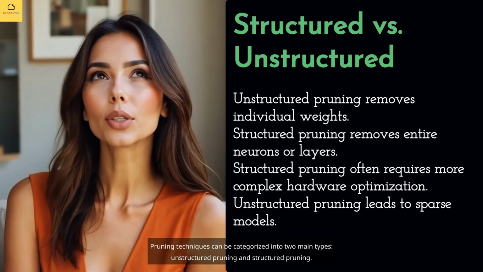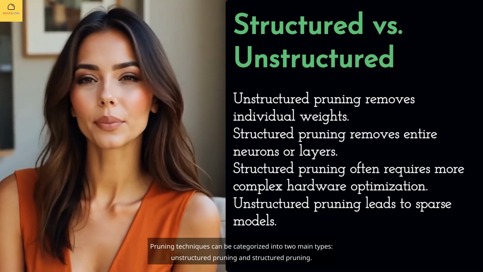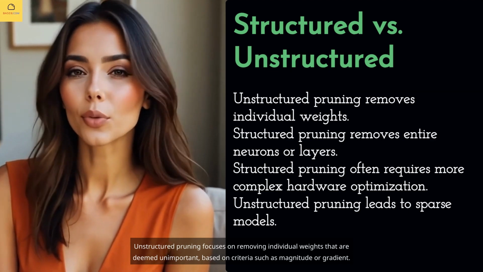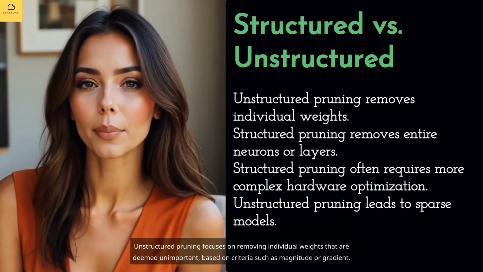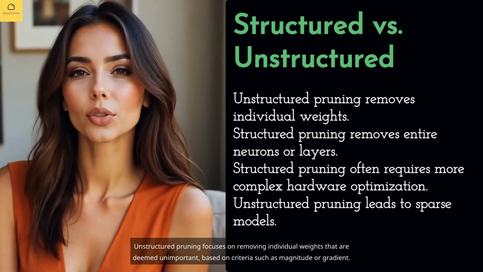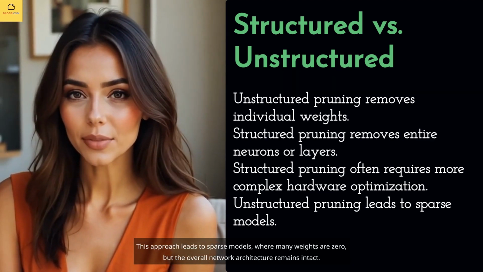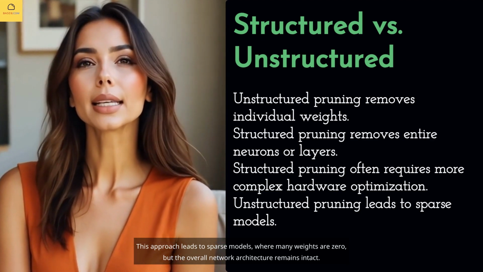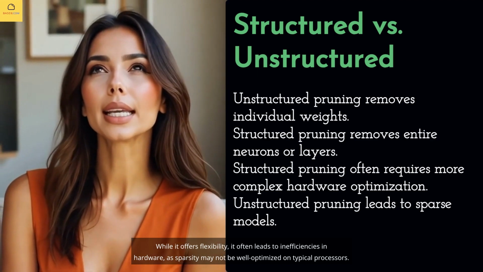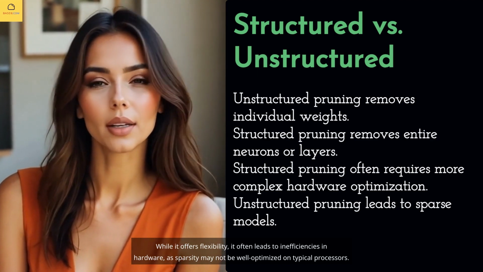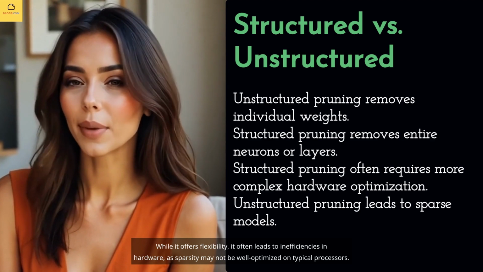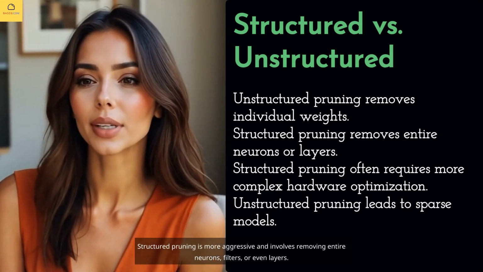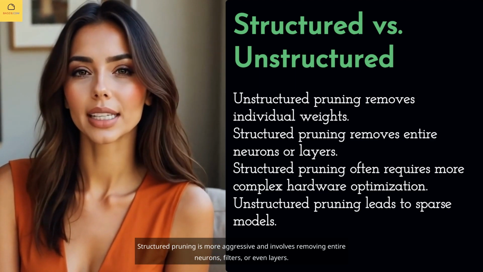Pruning techniques can be categorized into two main types: unstructured pruning and structured pruning. Unstructured pruning focuses on removing individual weights that are deemed unimportant based on criteria such as magnitude or gradient. This approach leads to sparse models where many weights are zero, but the overall network architecture remains intact. While it offers flexibility, it often leads to inefficiencies in hardware, as sparsity may not be well optimized on typical processors. Structured pruning is more aggressive and involves removing entire neurons, filters, or even layers.